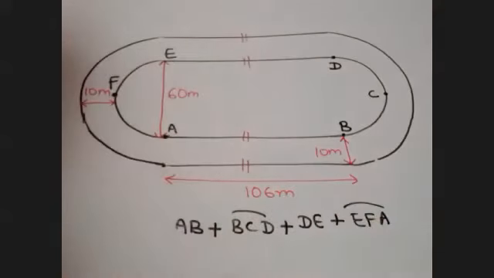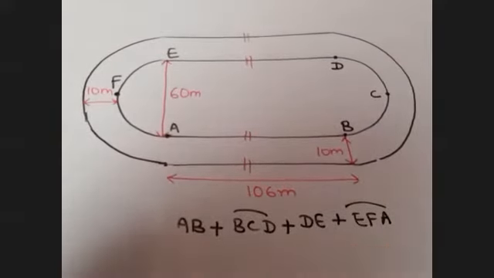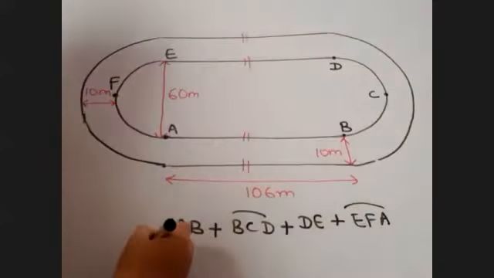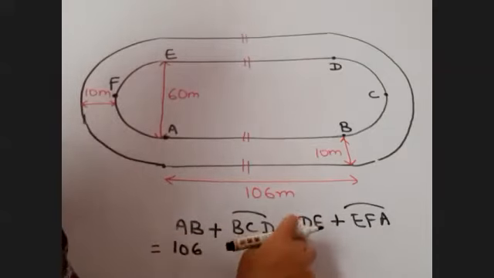Children, please let me know this thing. Is this the distance around? Yes, ma'am. Now what is AB? 106 meters. Very good. AB is 106. What is DE?